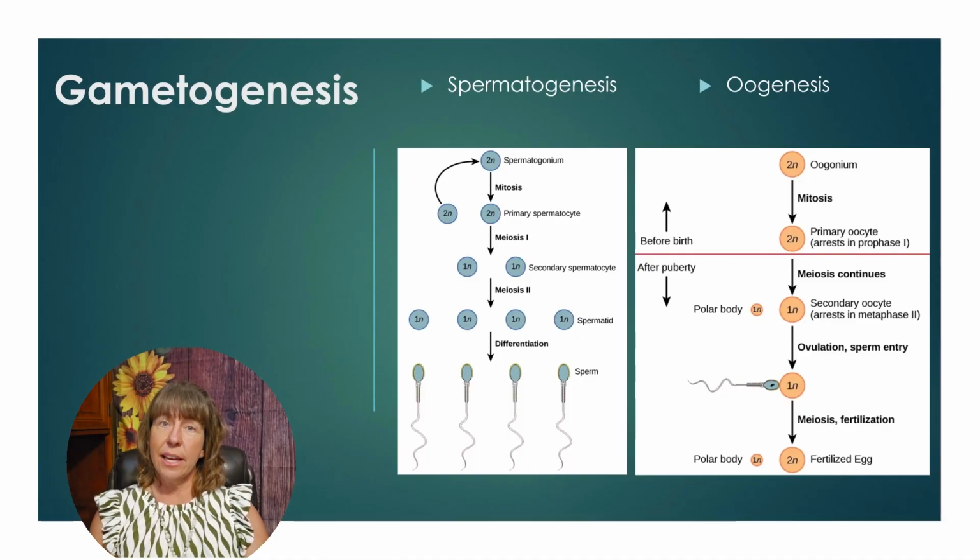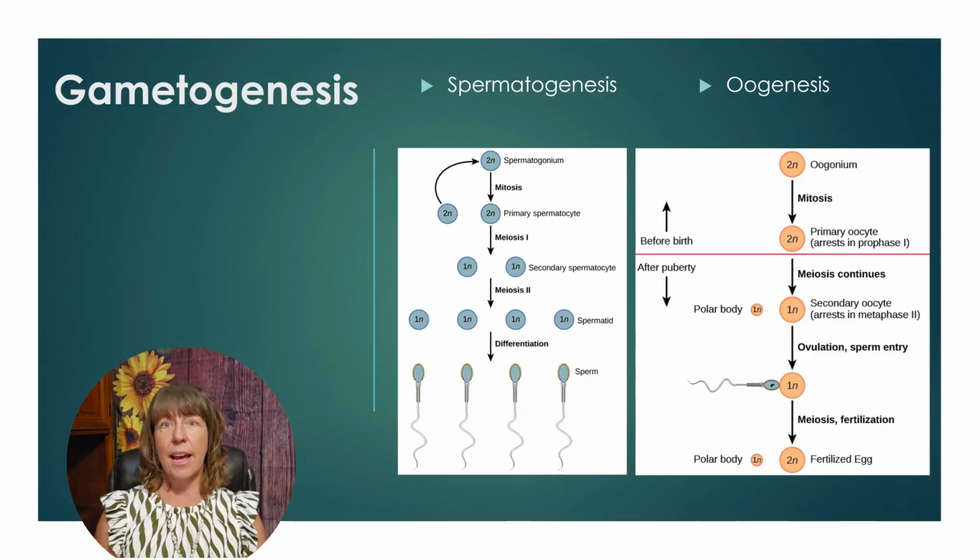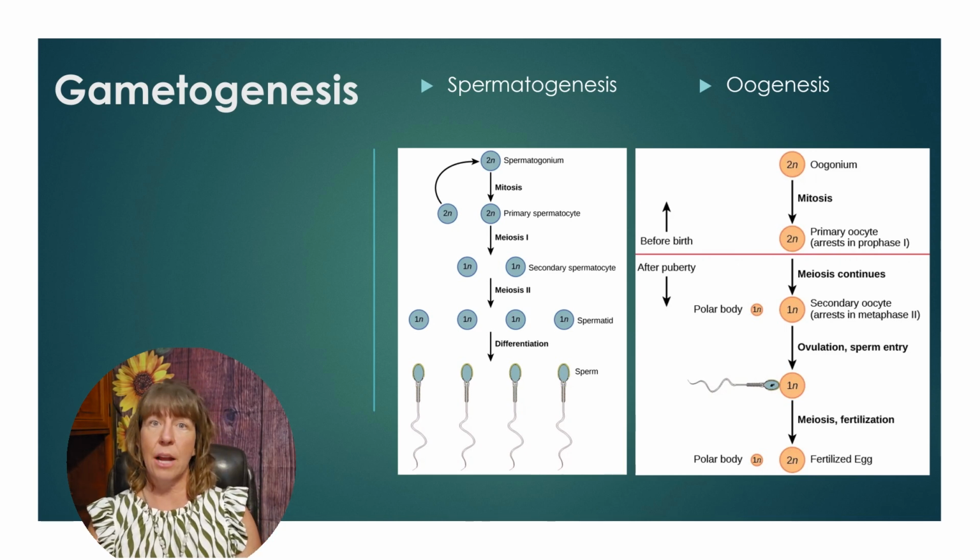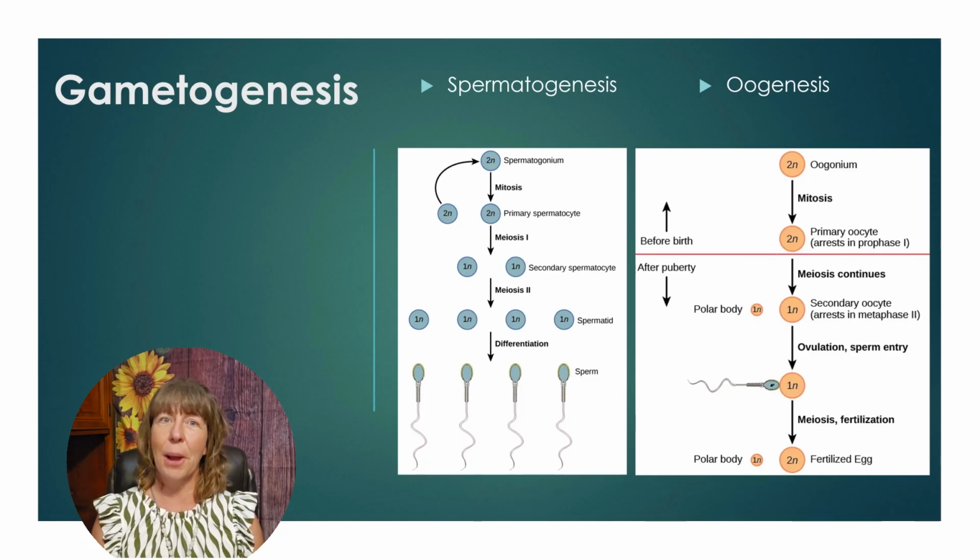Gametogenesis is the production of gametes. That is either the sperm or the egg, and this is done through meiosis, and we talked about meiosis in the previous chapter.